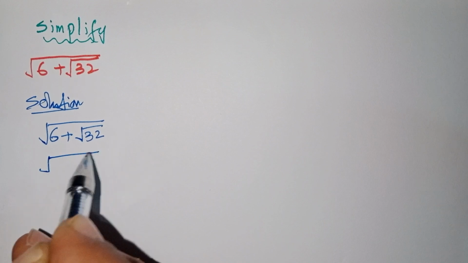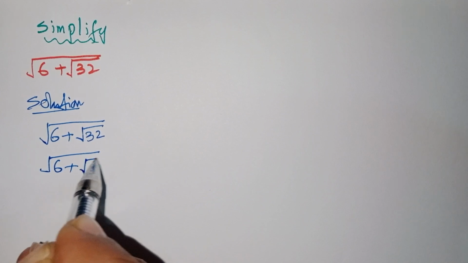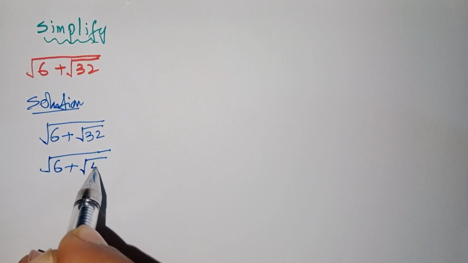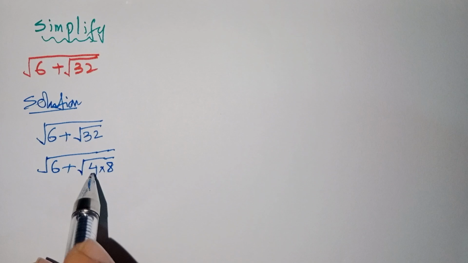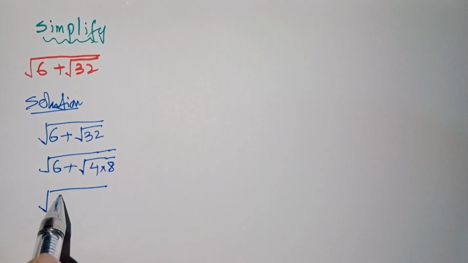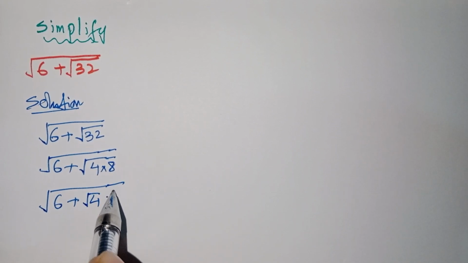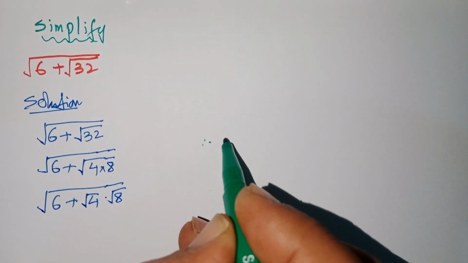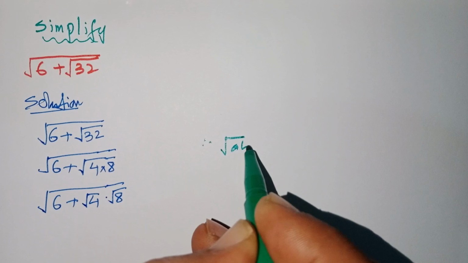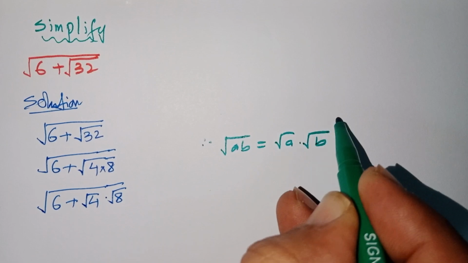So here will be square root of 6 plus, it can be written as square root of 4 into 8. So now square root of 6 plus square root of 4 dot square root of 8. This is on the basis of the formula square root of ab is equal to square root of a dot square root of b.